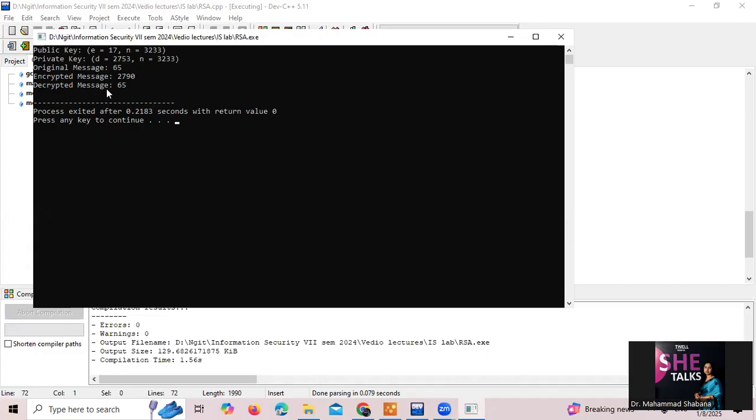Decrypted message means we are finding out the plain text. M is equal to C power D mod N, so ciphertext power decryption key mod N. So we are getting 65. If you observe clearly here, the original message and decrypted message are both the same. This means whatever we have done is correct. So this is all about the RSA algorithm. Thank you one and all.